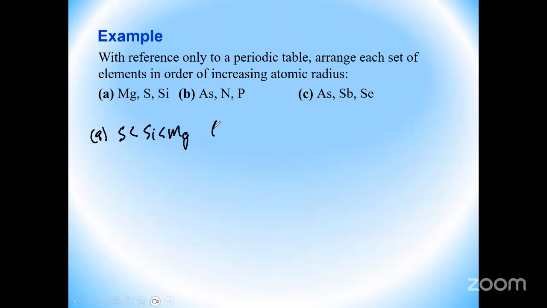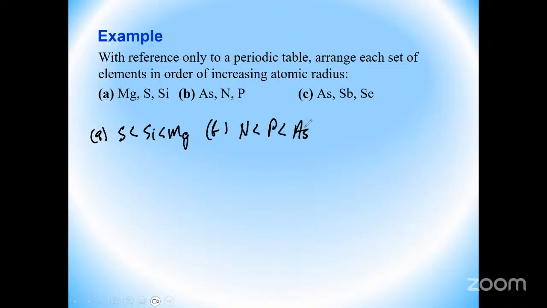Okay, what about B? Arsenic, nitrogen, and phosphorus. Based on what I see in the periodic table, they all belong to the same group. And what did we say about the groups? As you go down the group, what happens to the atomic size? Increases. Okay, so of these 3, which would you expect to be the smallest? Nitrogen, followed by phosphorus, followed by arsenic. Okay, very good.